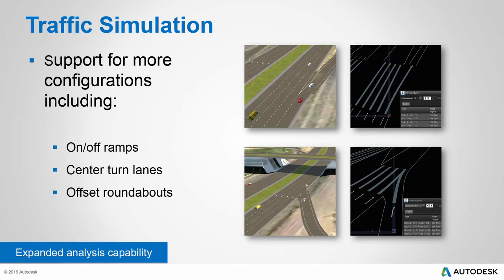You'll also find some improvements in the area of traffic simulation, namely in the form of support for more configurations. This includes on and off ramps, center turn lanes, and offset roundabouts. Why is this important? It means that you can analyze the flow of traffic in more configurations than ever before, allowing this technology to be applied to more of your projects.